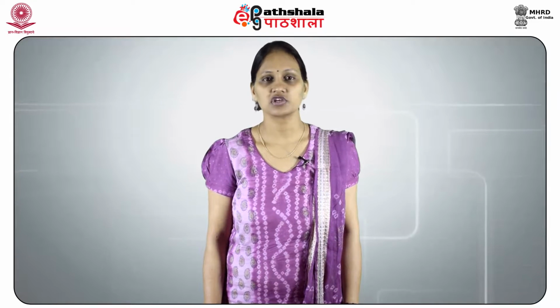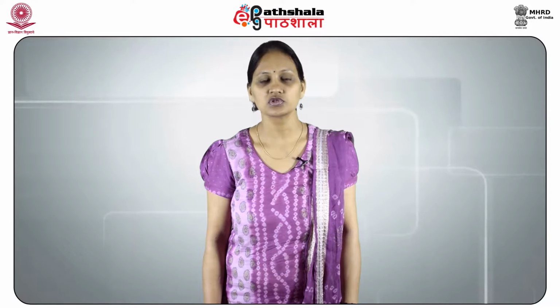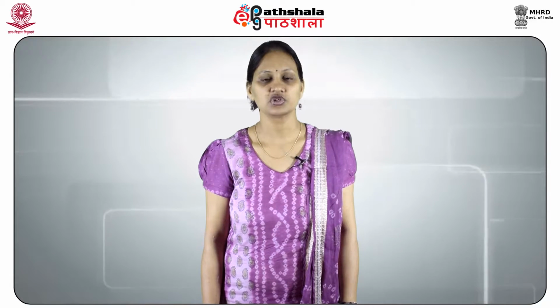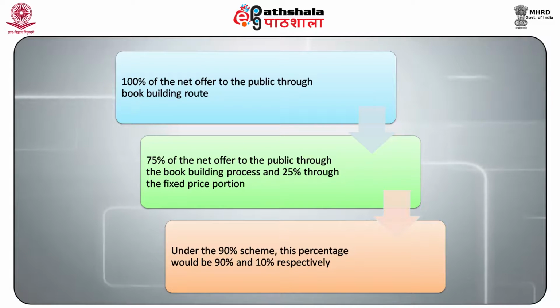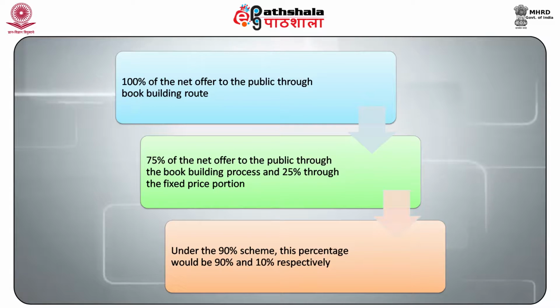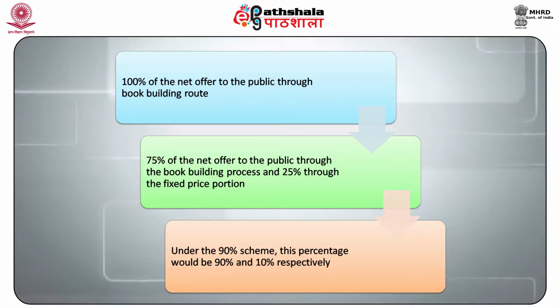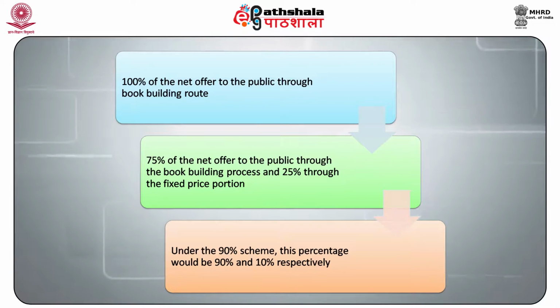In case the issuer chooses to issue securities through the book building route, then as per SEBI guidelines, an issuer company can issue securities in the following manner: 100% of the net offer to the public through book building route, or 75% of the net offer to the public through the book building process, and 25% through the fixed price portion. Under the 90% scheme, this percentage would be 90% and 10% respectively.